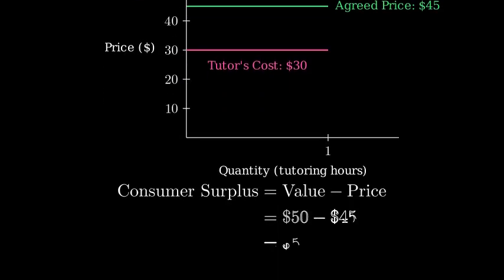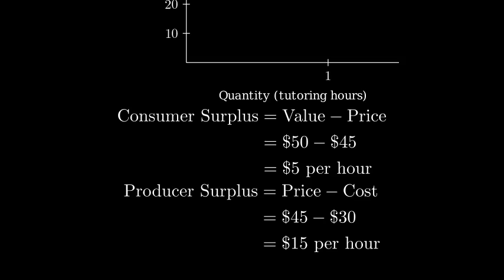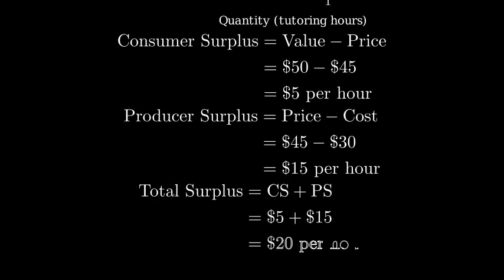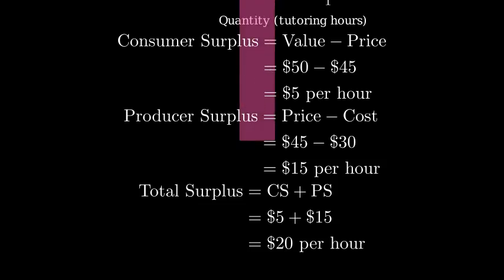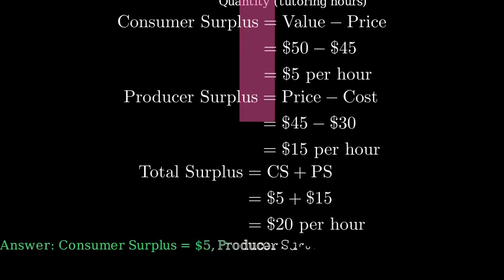The consumer surplus is the difference between my friend's willingness to pay and the actual price. $50 minus $45 equals $5 per hour. The producer surplus is the difference between the price received and the tutor's opportunity cost. $45 minus $30 equals $15 per hour. The total surplus is the sum of consumer and producer surplus. $5 plus $15 equals $20 per hour. Let me show these areas on our diagram. So for question 1, the consumer surplus is $5 per hour, the producer surplus is $15 per hour, and the total surplus is $20 per hour.